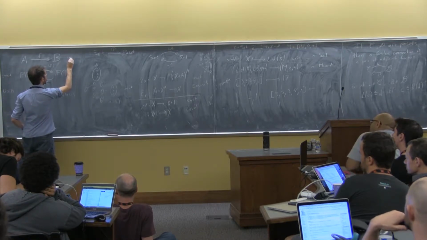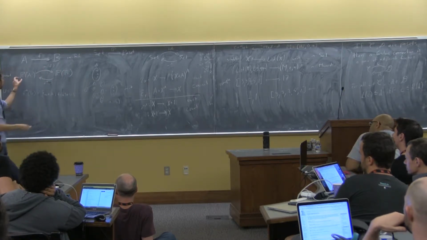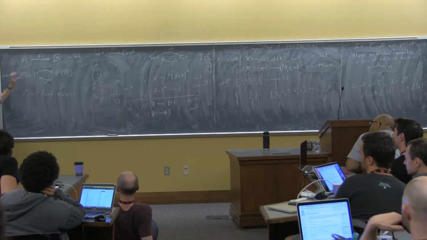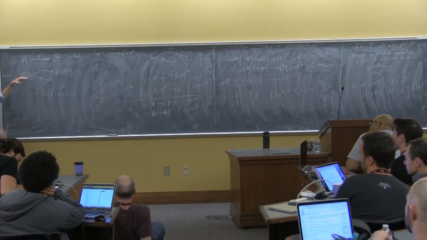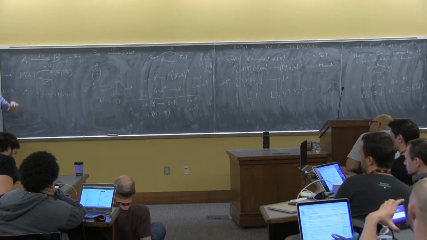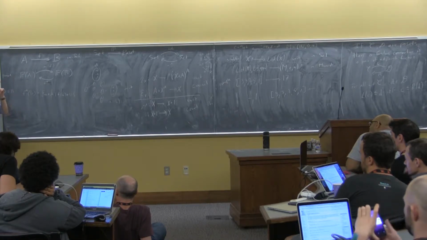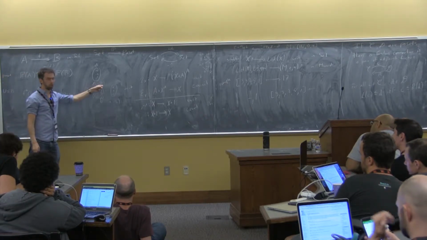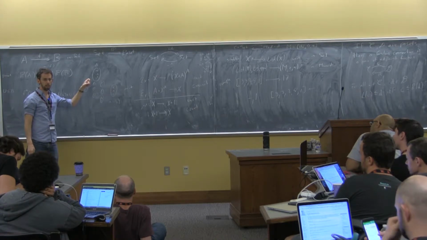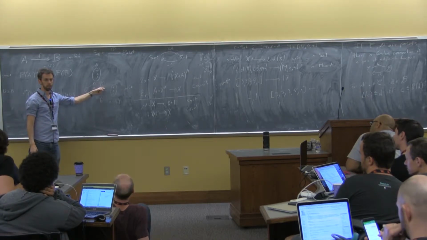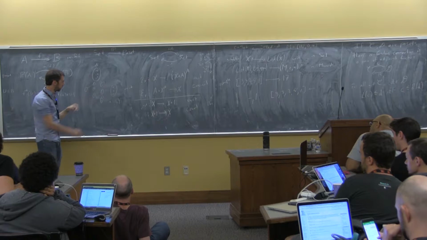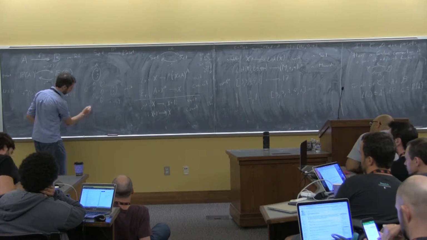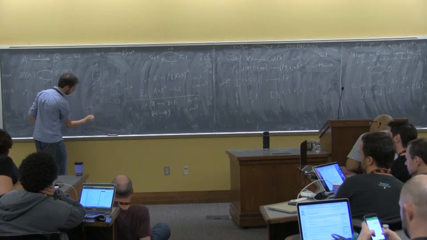And when I apply power set, I get a poset, the set of all subsets of A, ordered by inclusion. What do you mean ordered by inclusion? Meaning that if I have two different subsets and I want to know if one's less than the other or not, I ask if it's a subset or not. So this is a poset. It kind of looks like this.